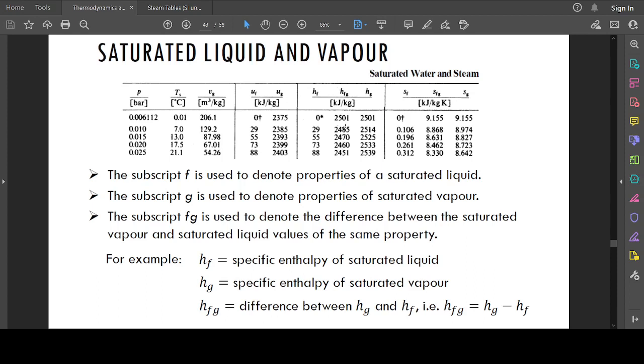But this value here is just the result of subtracting the enthalpy of the liquid from the enthalpy of the gas, and you will get the latent enthalpy. So the latent heat is what is required to get the liquid from this point to that. So this is the difference, hg minus hf. That's what it is.